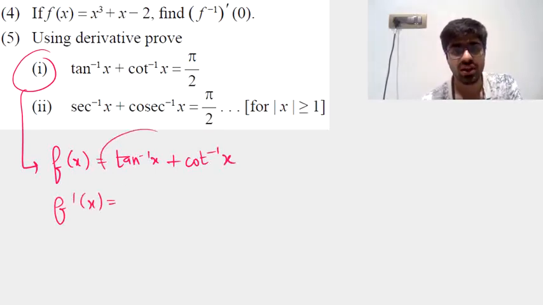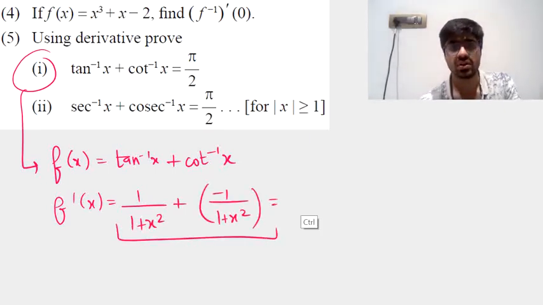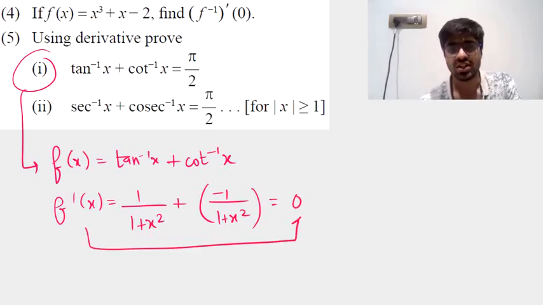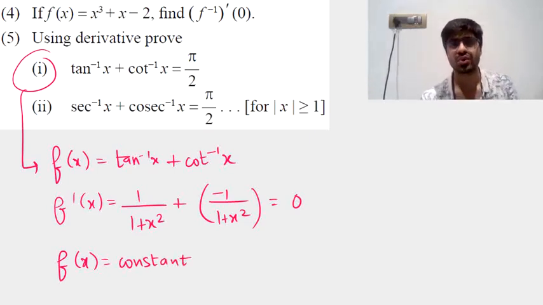So f dash x will be, the derivative of tan inverse x is 1 upon 1 plus x square, plus derivative of cot inverse x is minus 1 upon 1 plus x square. The total of it turns out to be equal to 0. So if f dash x is equal to 0, then f of x has to be a constant function.